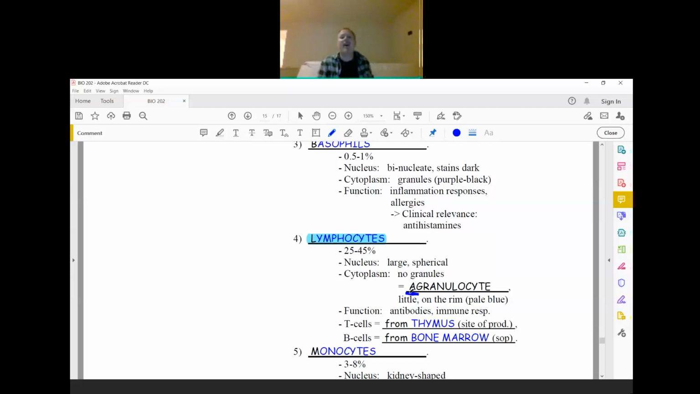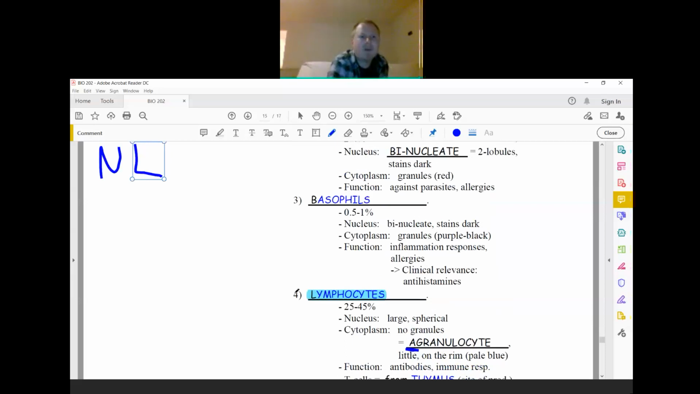So where they are produced or mature depends on whether they're produced or matured in the thymus or bone marrow, and that gives the cell its cell type name, whether it's T cells or B cells. So that's our lymphocyte.